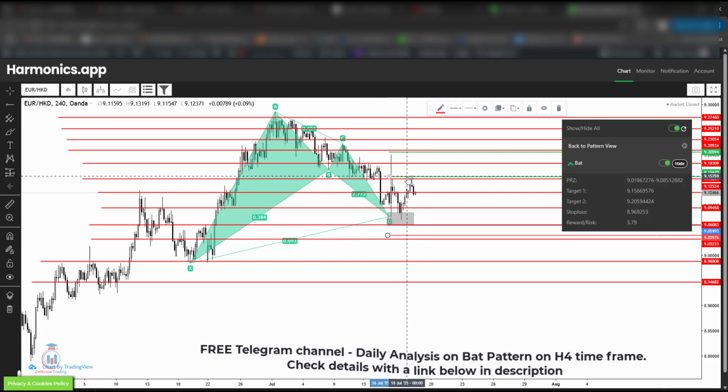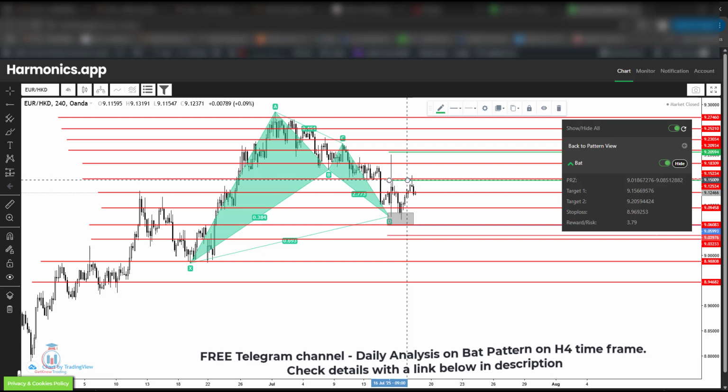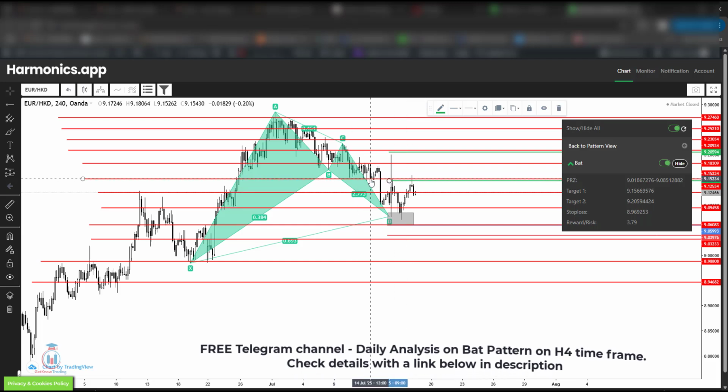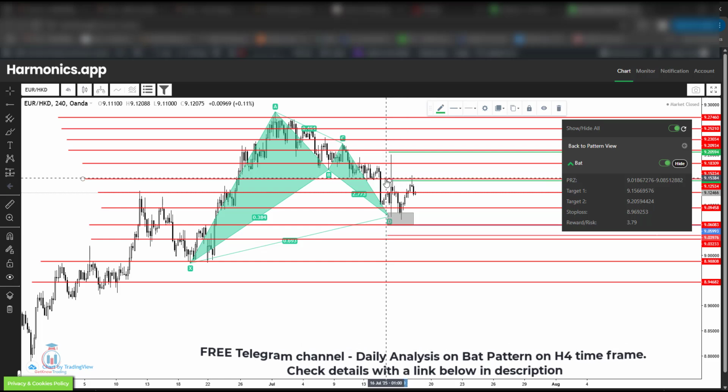Now, the first take profit level, I would move slightly below this area of resistance, because if the price reaches the resistance level, this will be reached.